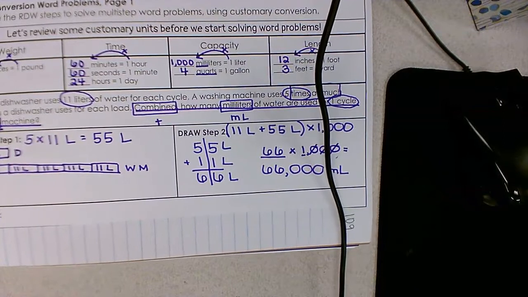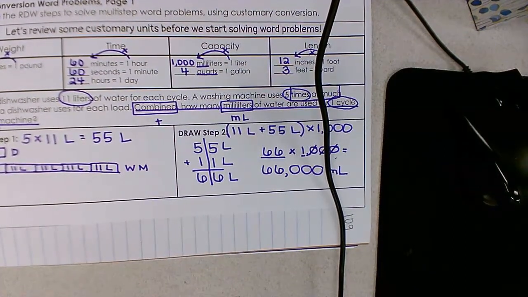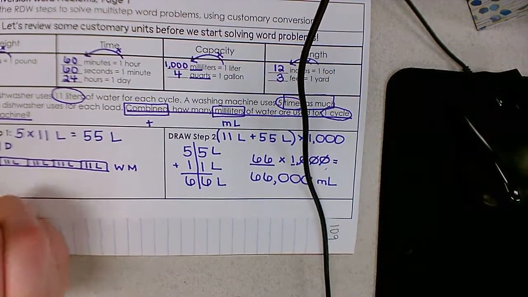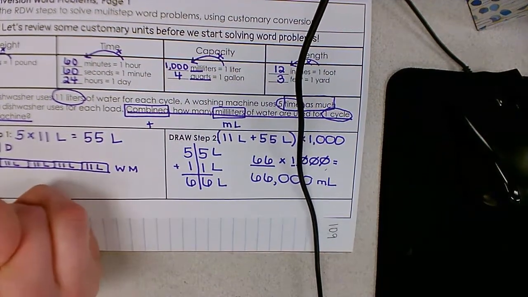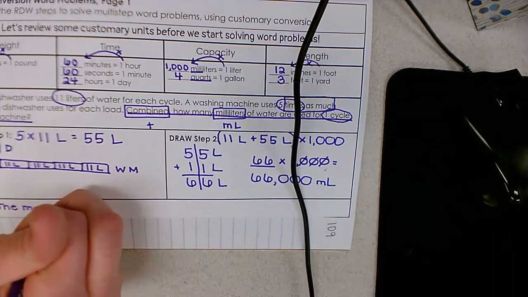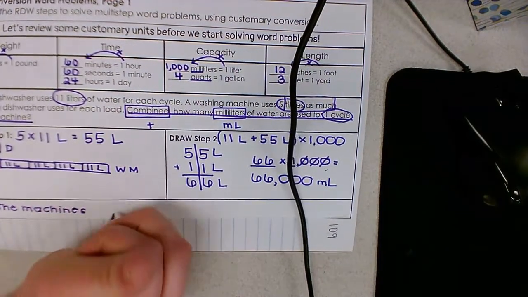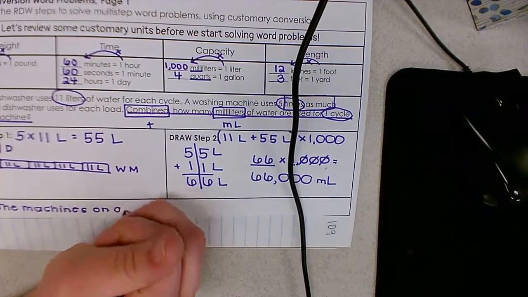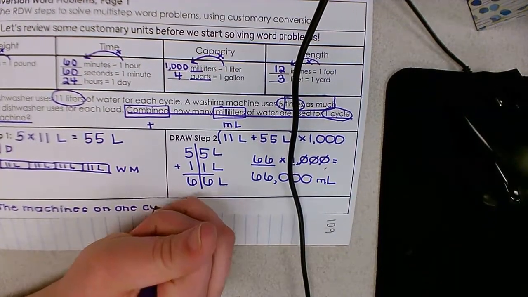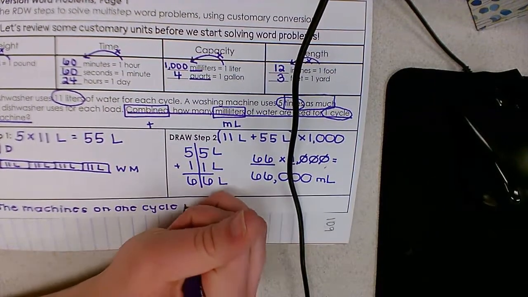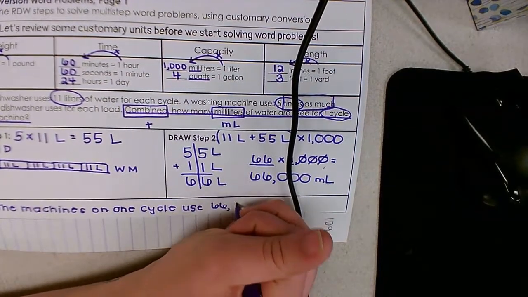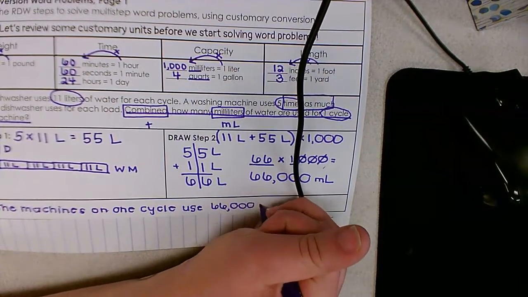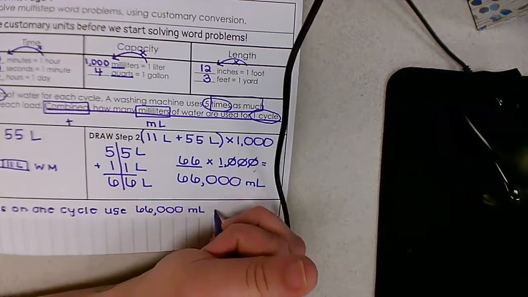So now we can finally write our statement. Combined, how many milliliters of water are used for one cycle on each machine? The machines on one cycle use 66,000 milliliters of water.